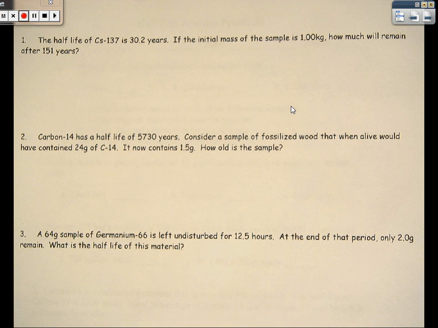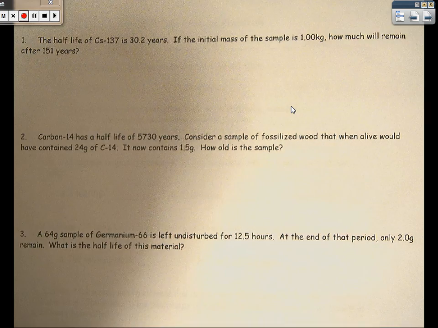And you're either going to be given 2 times, a half-life and an elapsed time, or you're going to be given 2 masses, 2 things in grams. And you're going to have to use that information to figure out the number of half-lives that have gone by.